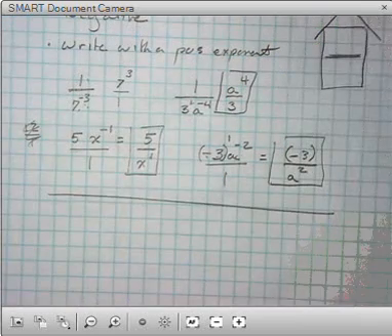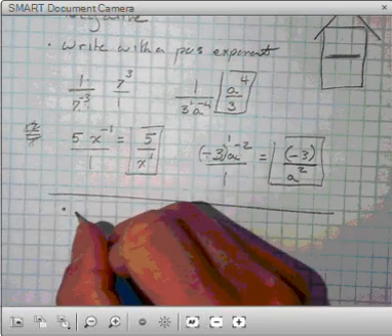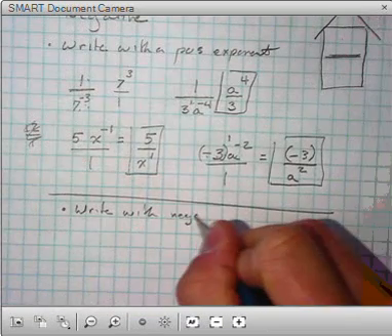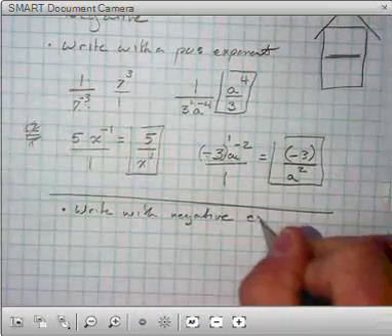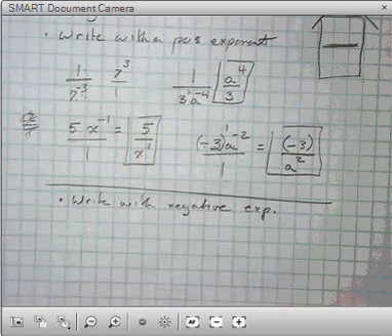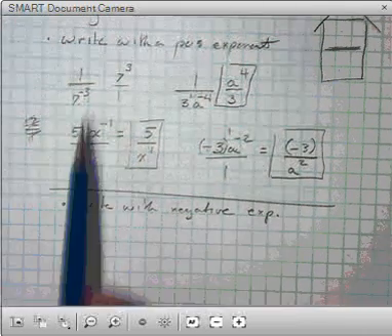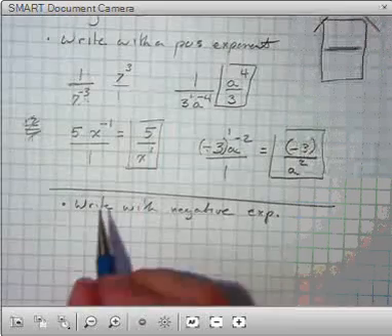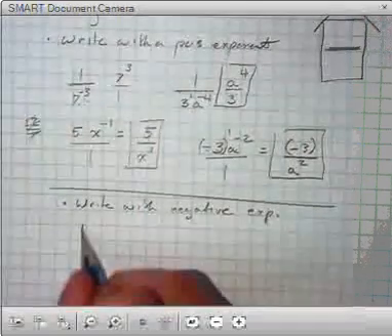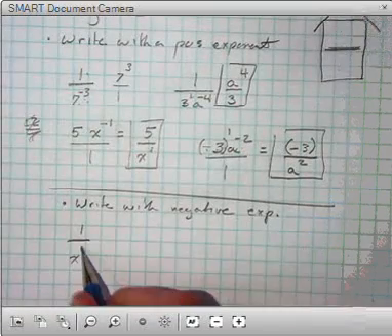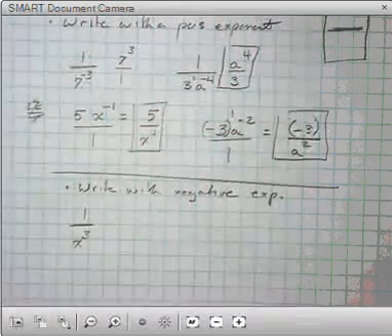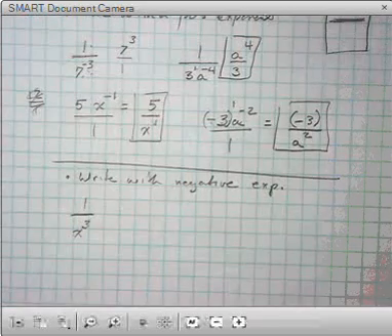The second thing you'll need to be able to do is write them with negative exponents. So sometimes you'll have a negative exponent that you have to turn to positive. Sometimes you will be the parents and you have to change something positive into something negative. So for example, if you have 1 over x to the 3rd, how could you make that exponent negative?